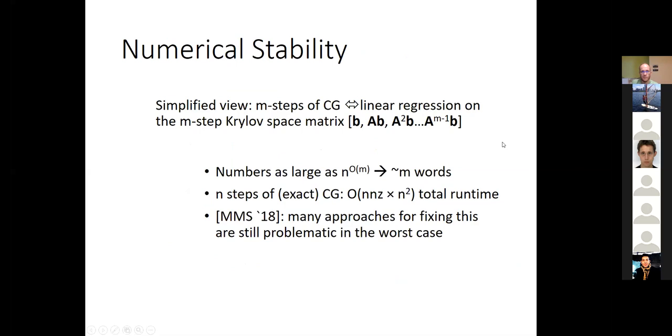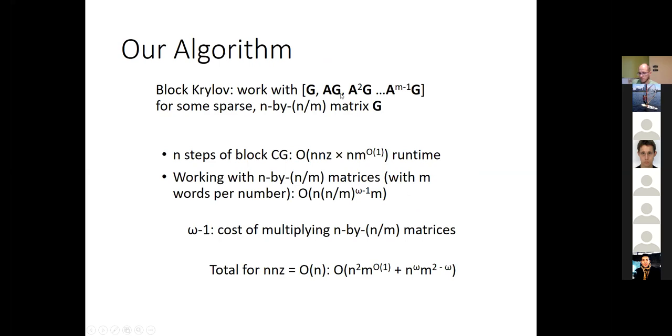So why not from the beginning you just take a random basis? Oh, that's essentially what we do. We take G and we do AG, A squared G, all the way to A to the m minus 1 G for a random G. Yes, that's exactly what we do. We actually don't generate the Krylov space based on B. We take this matrix, multiply by A, take the Gram matrix of that, and solve that. And then we can multiply away the effect of this matrix through more matrix vector multiplies.